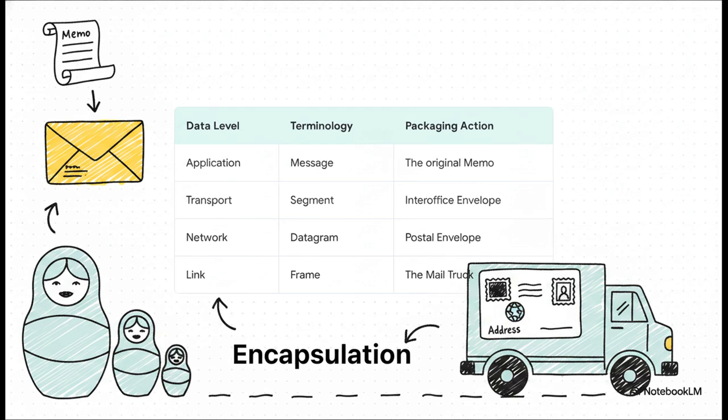This is like taking that yellow envelope and putting it inside a standard stamped postal envelope with a global street address on it. Finally, at the link layer, it becomes a frame. That's the mail truck that physically drives the envelope from the post office to the next sorting facility down the road. This perfectly illustrates the concept of encapsulation. It works exactly like a Russian nesting doll. Each layer adds its own specific header or envelope around the original message from the layer above it.